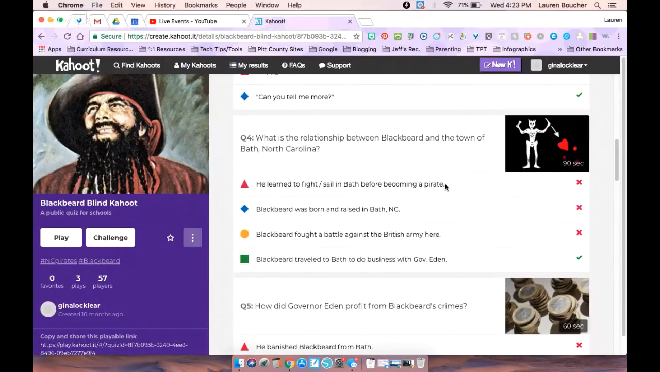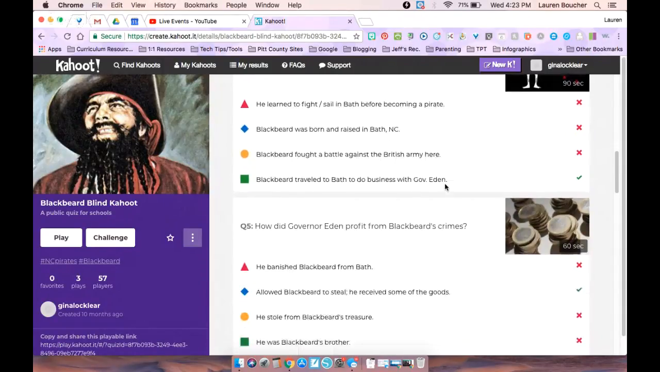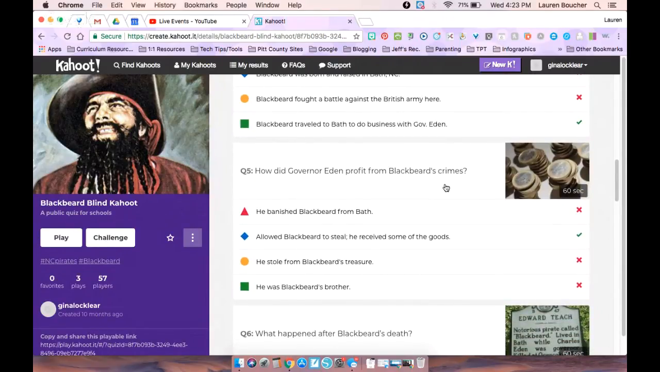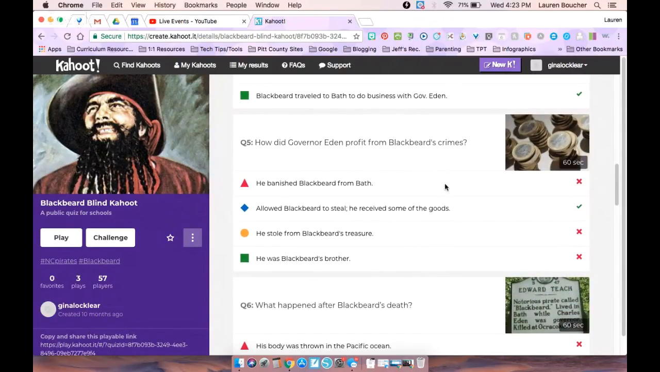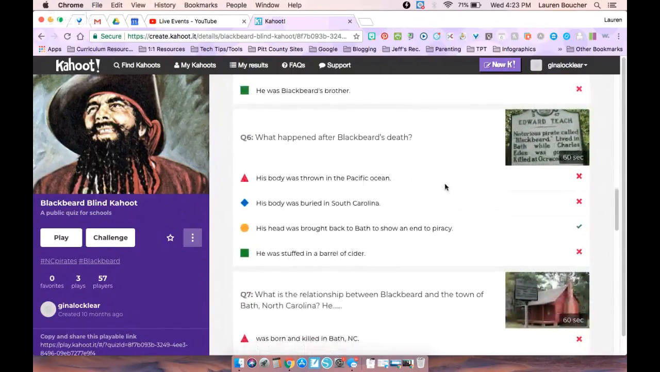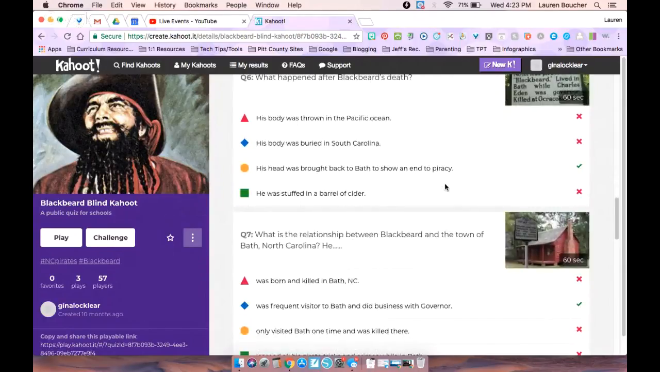Then we moved on and talked about how Blackbeard and Bath are connected, information that the kids should have picked up in the video clip. We kept going: how did Blackbeard and Governor Eden interact, which was also part of our video. And then eventually we get back to the blind question, because along the way we're teaching and introducing new information. So when we get down to the end and ask the blind question again, we would expect to see much higher accuracy.